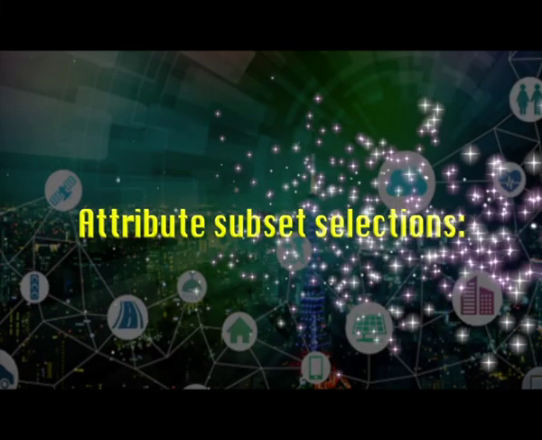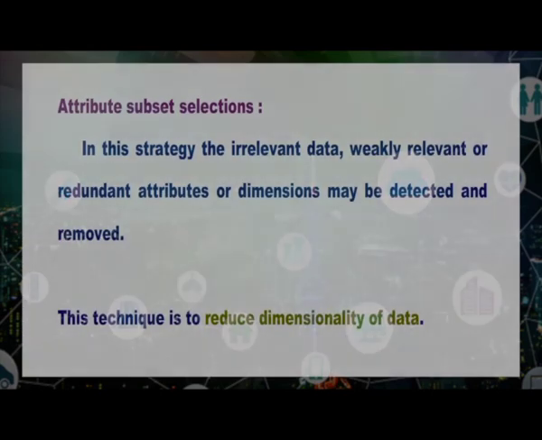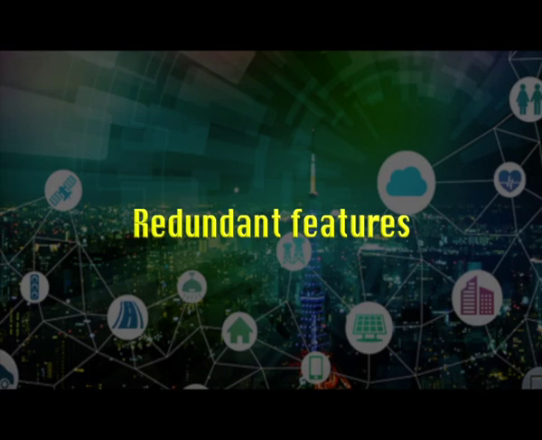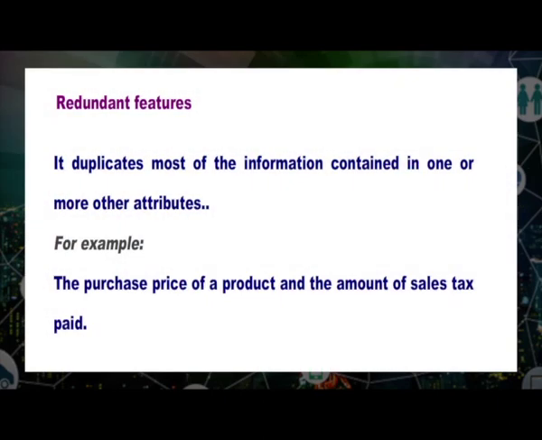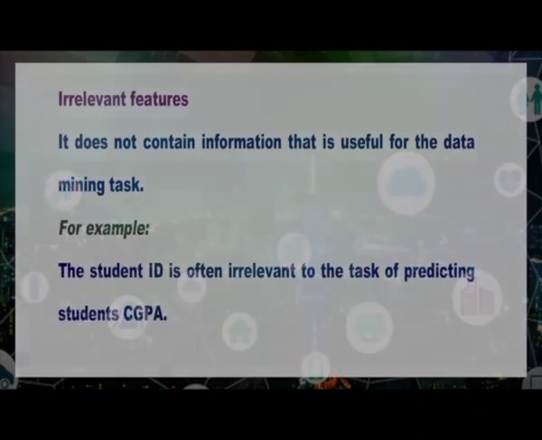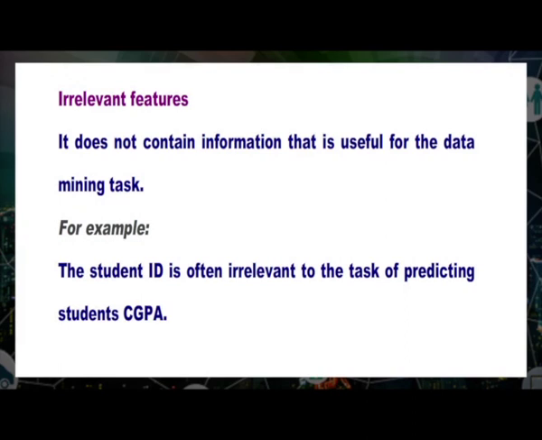The second technique is attribute subset selection. In this strategy, irrelevant data, weakly relevant or redundant attributes or dimensions may be detected and removed. This technique is used to reduce the dimensionality of the data. The next concept is redundant features. They duplicate most of the information contained in one or more other attributes, for example, the purchase price of a product and the amount of sales tax paid. The next concept is irrelevant features. They do not contain information that is useful for the data mining task. For example, the student ID is often irrelevant to the task of predicting the student's CGPA.